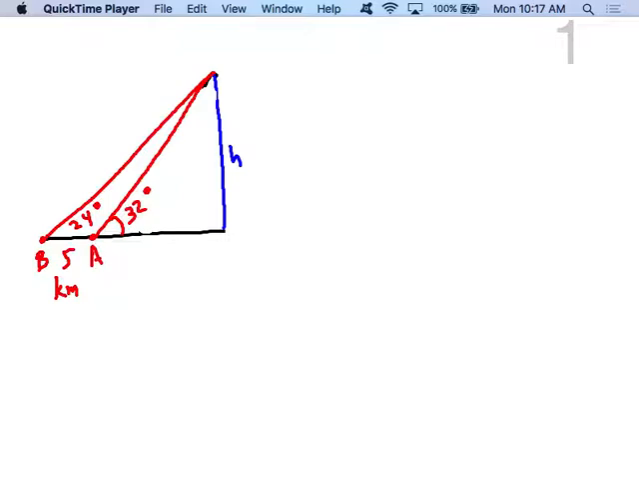How many triangles in that picture? Okay, well, the answer I was looking for is 3, but technically it's 4. Can anybody find the 4th triangle?